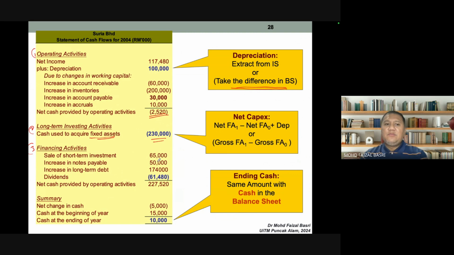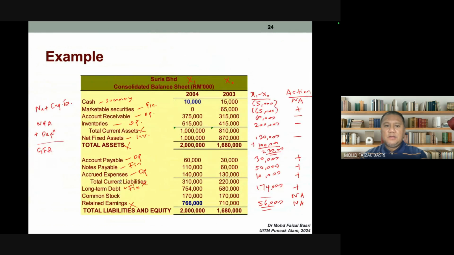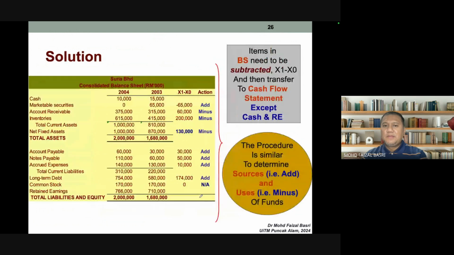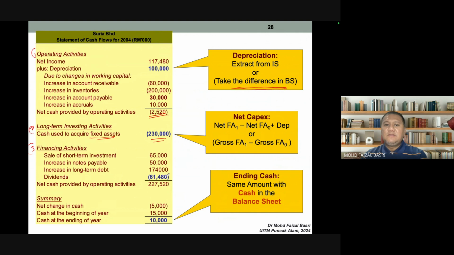Okay, and we left with two long-term liabilities, long-term debt ni, long-term liabilities is 174,000 plus, and don't forget the dividend, always minus 61,480. Here 174 dengan 61,480. So sama juga approach dia. You take calculator, ambil 65,000 plus 50,000 plus 174,000 but minus 61,480. So you get a net, bukan net operating, this is financing. Net financing activities of 227,520. Okay, 227,520.